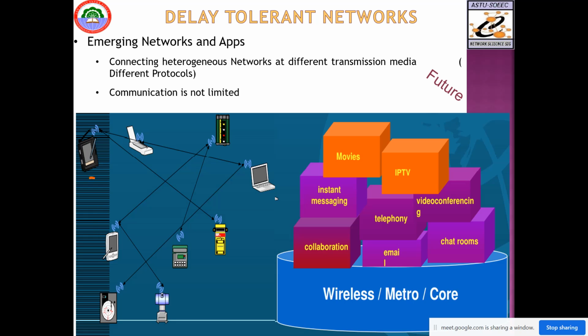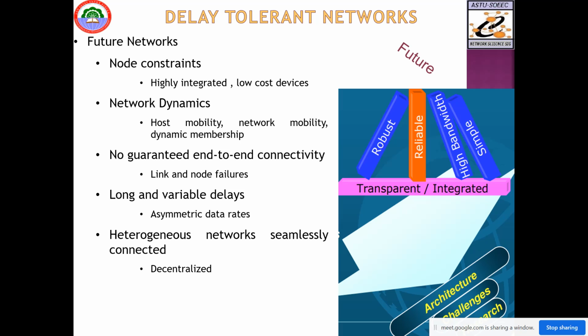So when we are connecting all these various kinds of heterogeneous networks, one network is using one category of protocol, the second network is using another category of protocol, like this. So the communication is not limited here. In this case, the delay tolerant DTN networks have to be used. Now the question is how we are going to integrate heterogeneous networks.